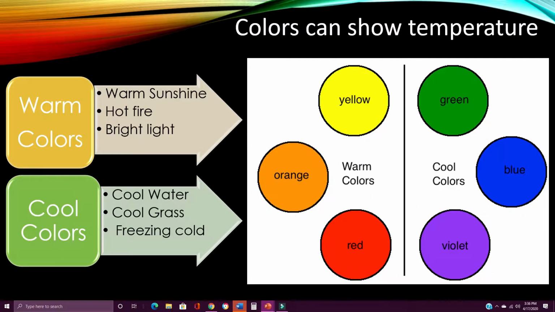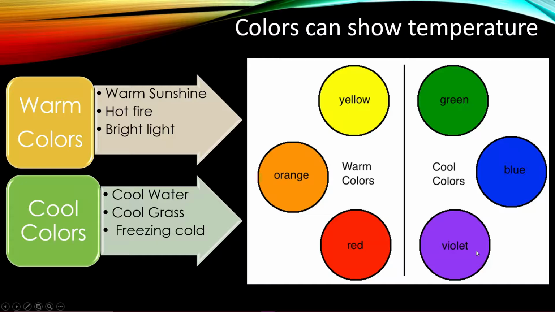We are first actually going to talk about color, and color can show temperature. Temperature can show feelings and emotions, so we will talk about colors that show temperature. There are 2 sets. We have warm colors and then we have cool colors. With the warm colors, think of warm sunshine, hot fire, bright light. Warm colors are yellows, oranges, and reds.